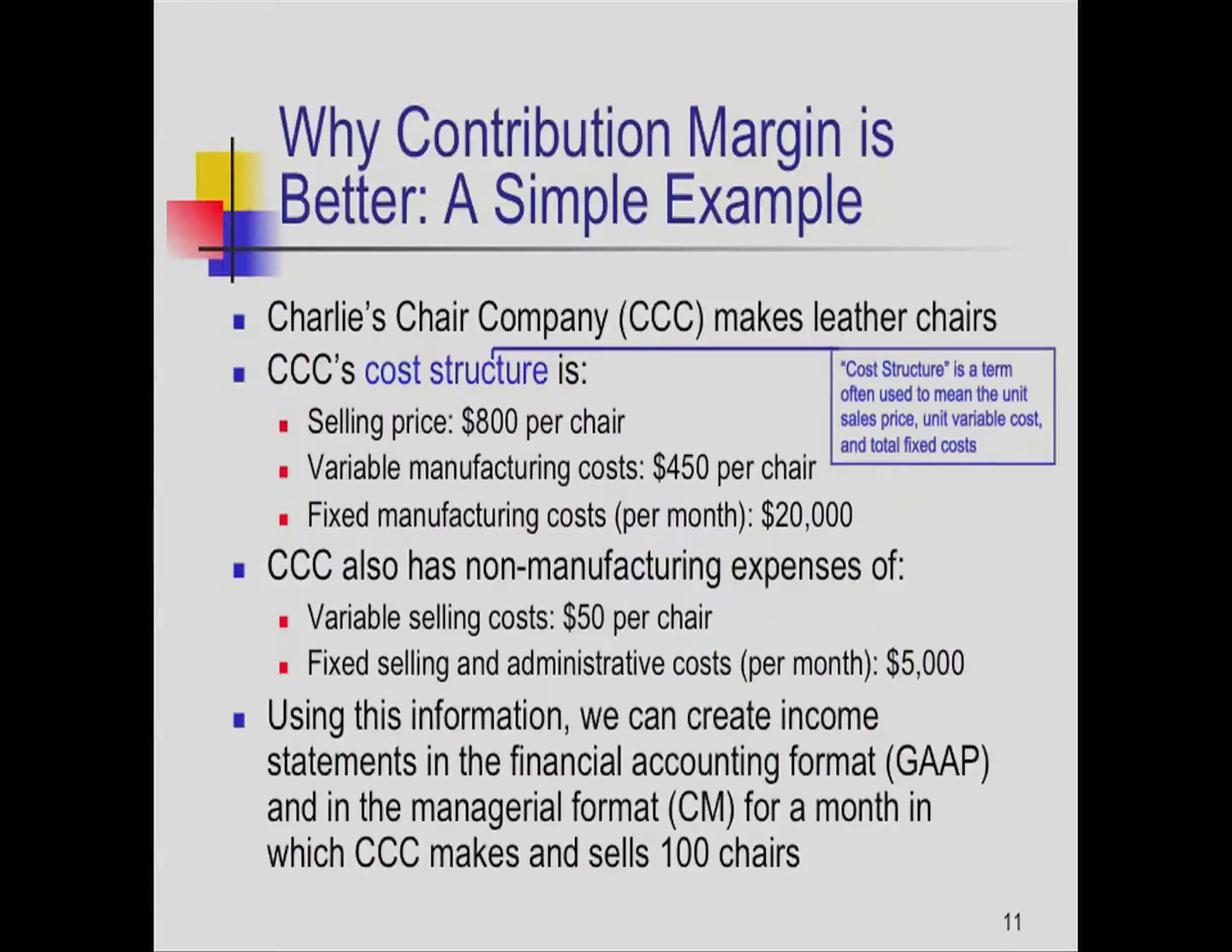So, moving back, for the non-manufacturing or the selling, general and administrative component of cost, the variable selling is $50 per chair, and the fixed selling and admin is $5,000, and there are the facts in terms of your selling price, variable and fixed manufacturing cost. Using this information, we can create those two financial statements, the traditional GAAP financial statement and the contribution margin format of income statement. And the volume is that they sell 100 chairs.